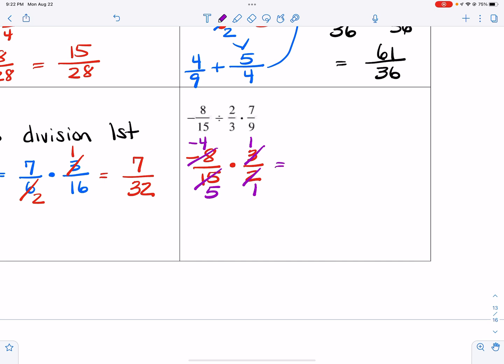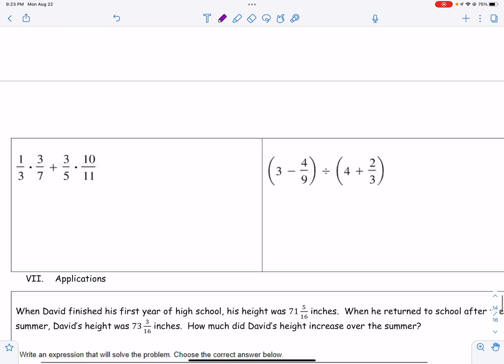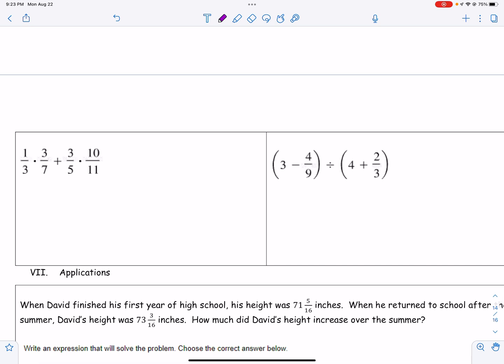So now I have -4 over 5, and bring down the 7/9. -4 times 7 is -28. 5 times 9 is 45. And that's it. We've got 2 more before we get to the application problems.